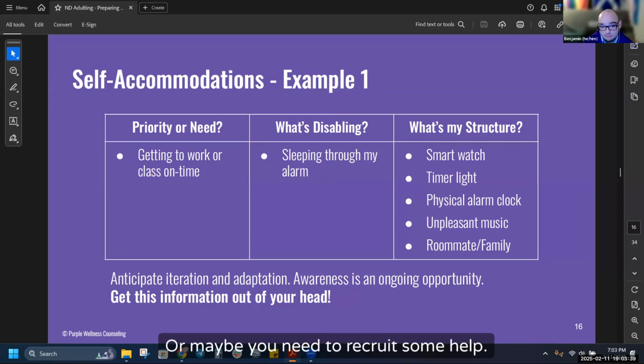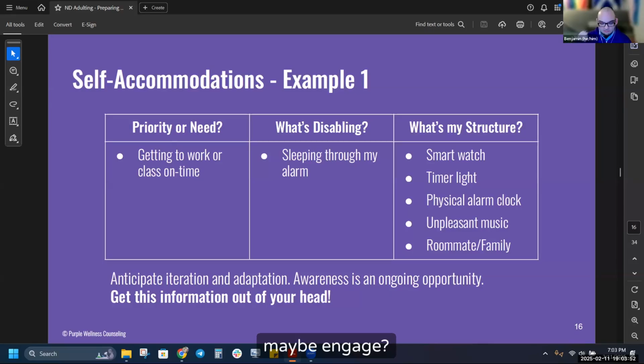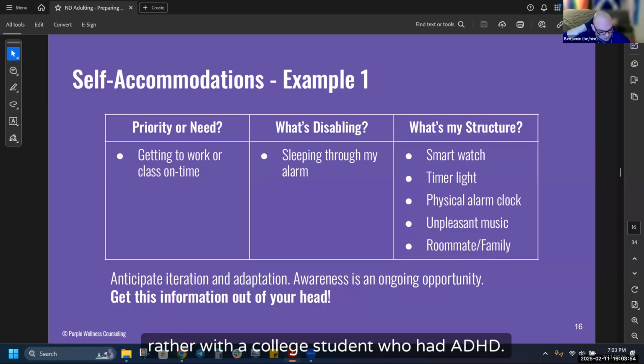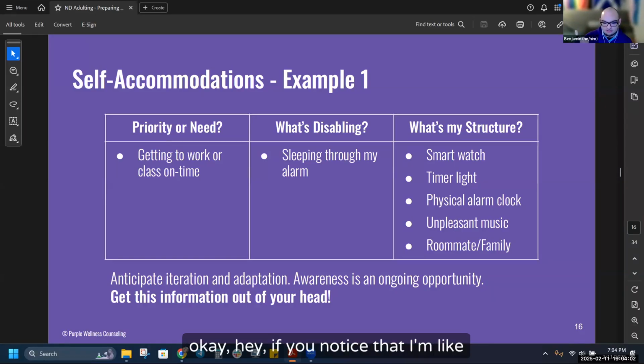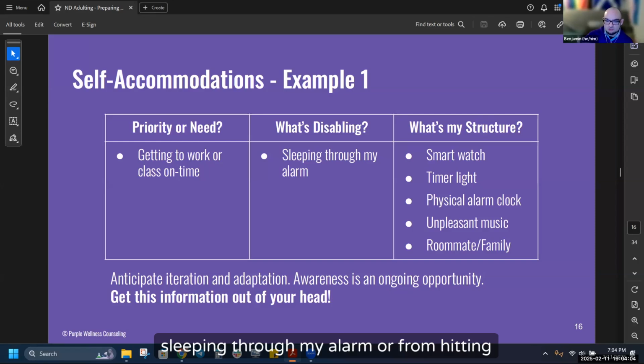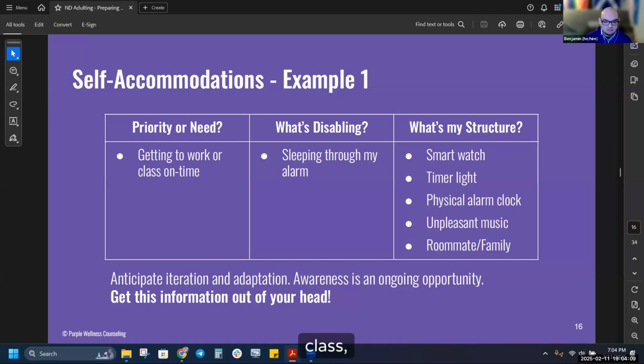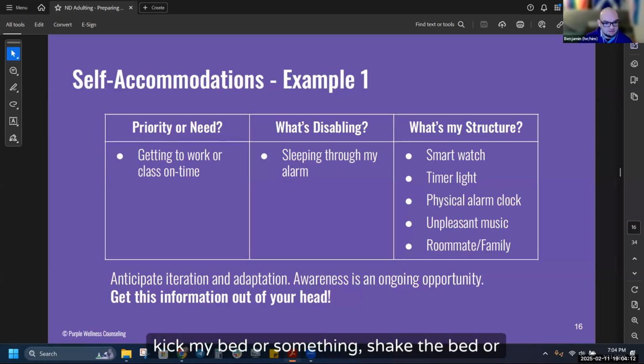Or maybe you need to recruit some help. We are social creatures, evolved, designed, however you want to take that. We are better with other people. And so one of the things we should do is think about, okay, who is around us that we could maybe engage? So for example, I did work with a college student who had ADHD. And one of the things that he negotiated with his roommate when he was going to school was, okay, hey, if you notice that I'm sleeping through my alarm or if I'm hitting snooze all the time and not getting up, if you're heading out the way to go to class, kick my bed or shake the bed, and that'll help me wake up.